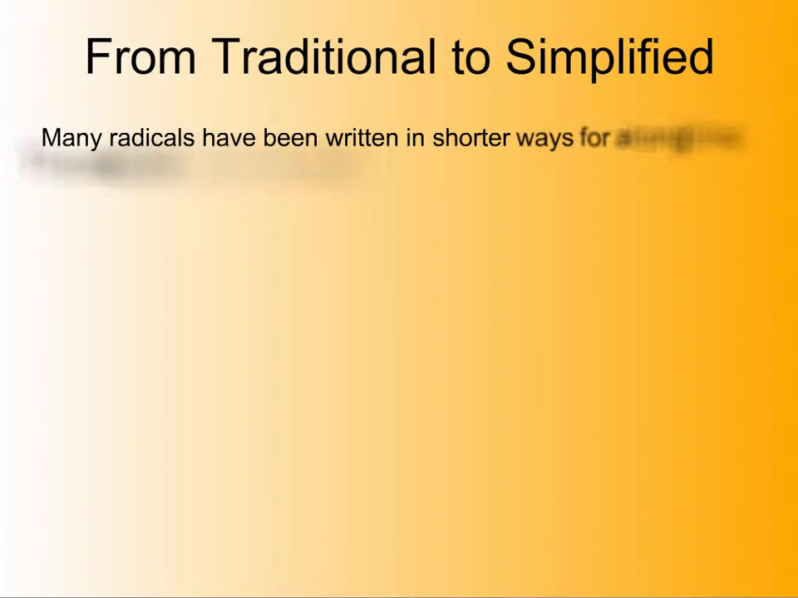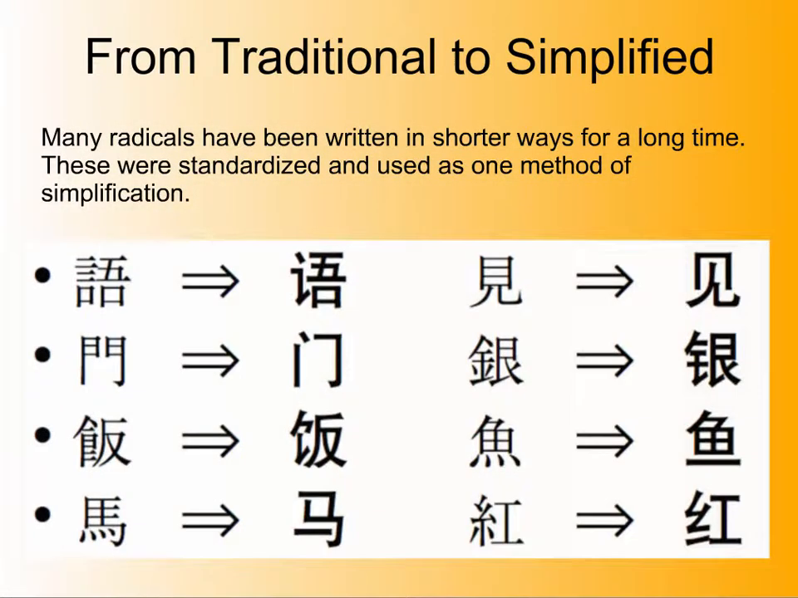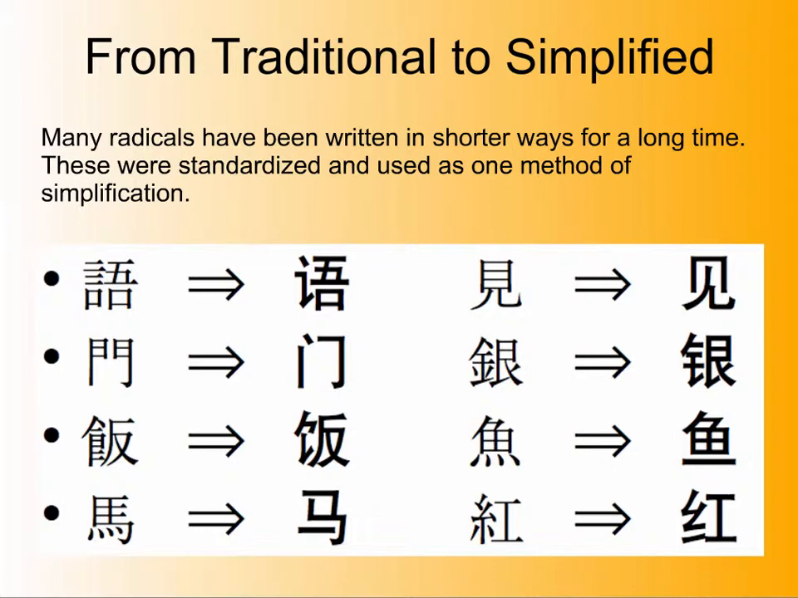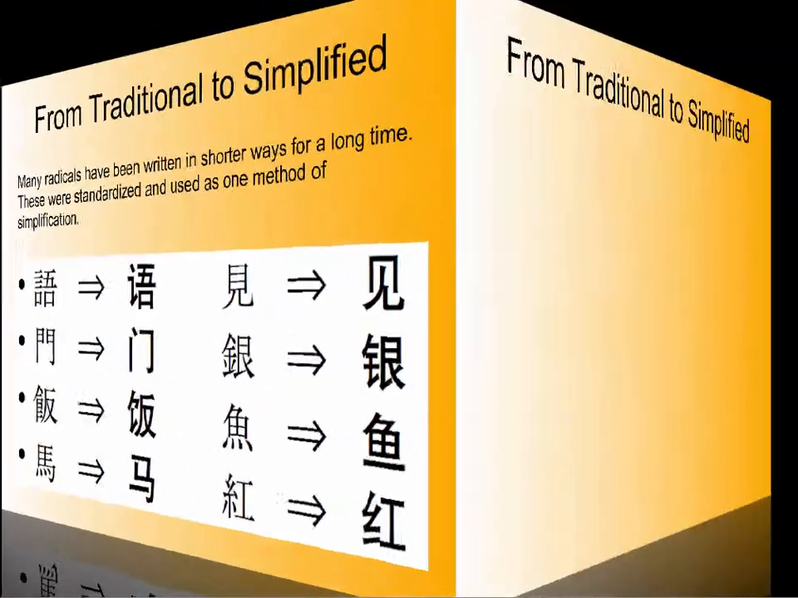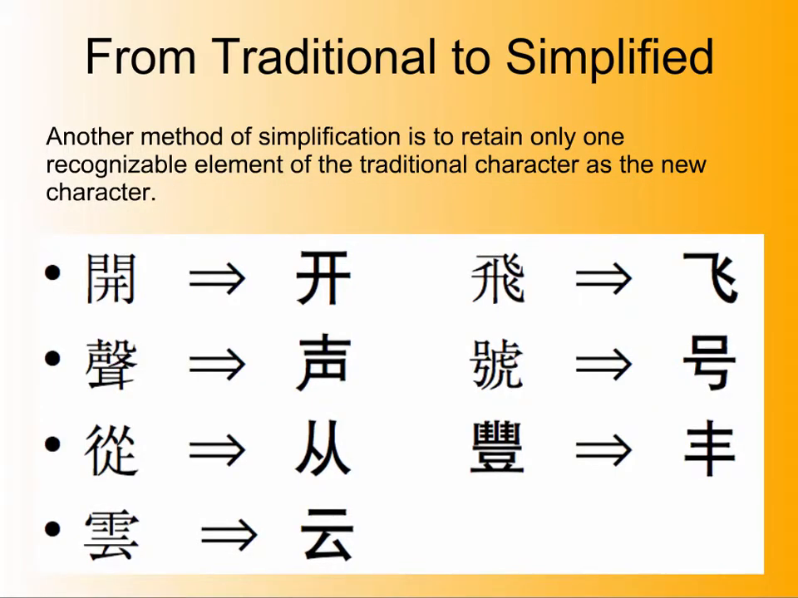A number of radicals have been written in simplified ways for a long time. So the first thing they did was they simply took those simplified methods of writing the radicals and they codified them. And now they always look like that as opposed to just when handwriting. Another method they used was by retaining one recognizable element of the character and getting rid of everything else.